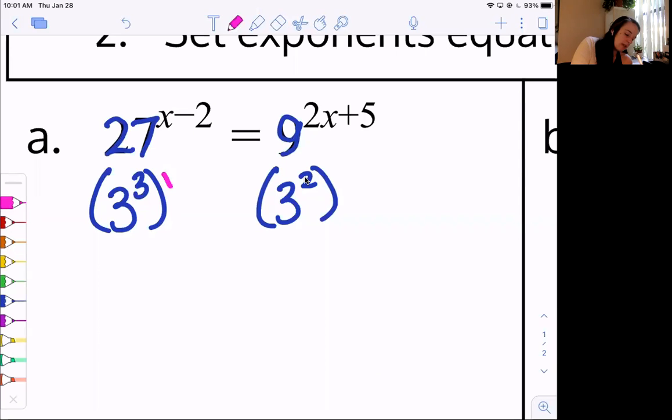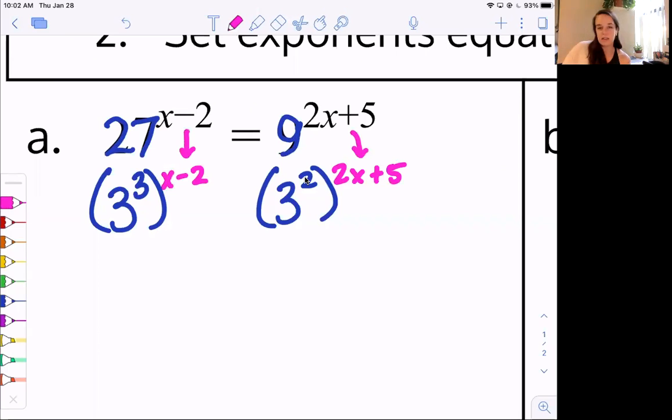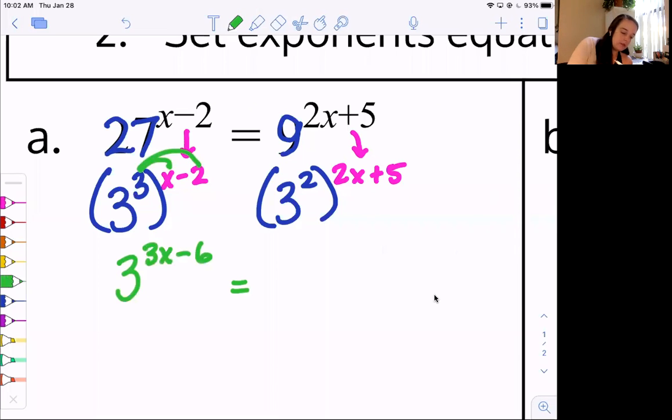And then I still have these same exponents on here. This exponent is still here. This exponent is still here. Using my power of a power from last week, when I have an exponent and then another exponent outside of the parentheses, what do I do to make this one exponent set? You multiply the exponents? Yes, for sure. So I'm going to multiply 3 times x, 3 times -2. So I have 3 to the 3x minus 6 is equal to 2 times 2x, 2 times 5. So 3 to the 4x plus 10.